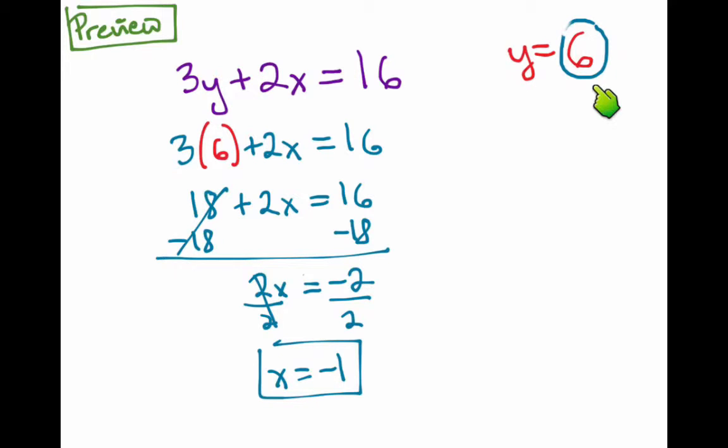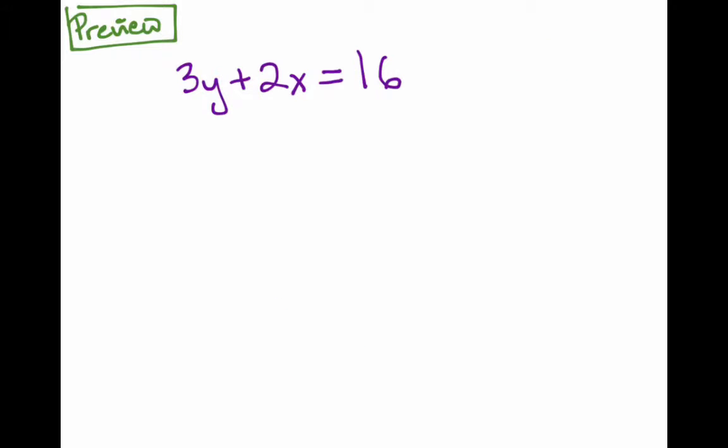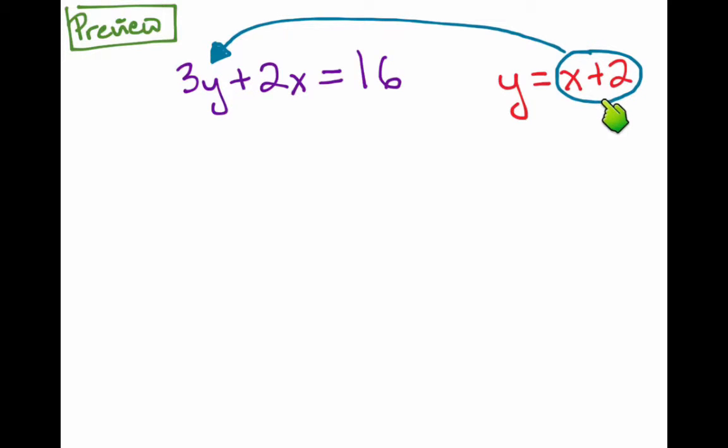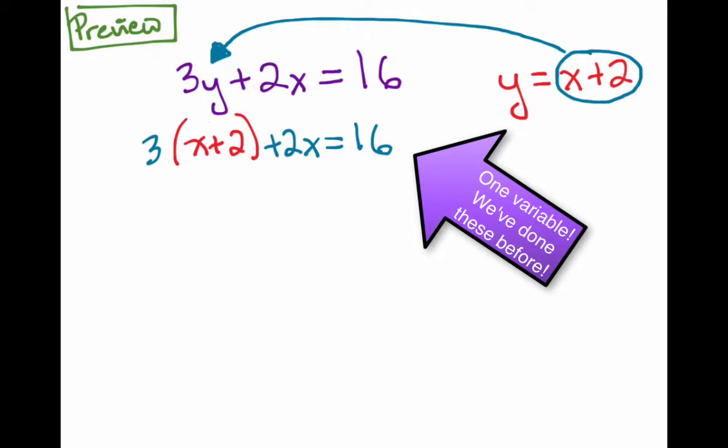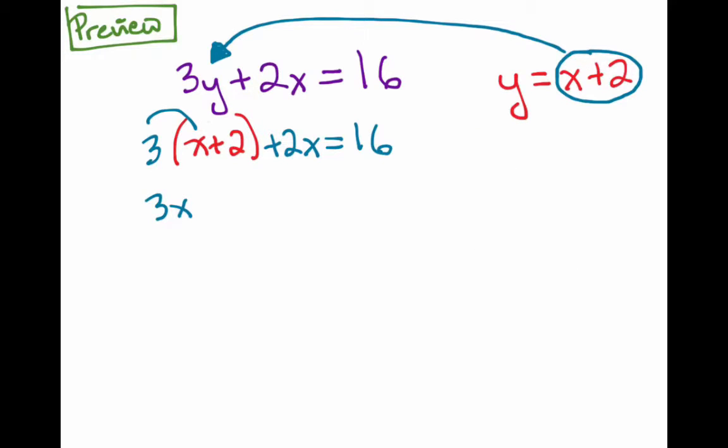What if instead of giving you a number, I said, hey boys and girls, y is equal to x plus 2. Well, you might not think that this is going to help, but it's actually going to help a lot. Because what I'm going to do is take that blob for y and plug it in for y. And I'll have 3, and instead of y, x plus 2, plus 2x equals 16. Now I can solve. I've got to distribute, so 3 times x is 3x. 3 times 2 is 6. Copy down the rest of the equation, plus 2x equals 16.